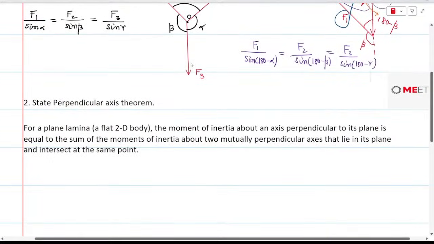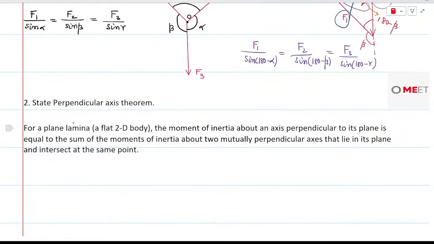Next we have the perpendicular axis theorem. The perpendicular axis theorem is for the plane lamina, a flat 2D body. The moment of inertia about the axis perpendicular to the plane is the sum of the moment of inertia about two mutually perpendicular axes that are lying in the plane and intersect at the same point. So IZZ is the summation of IXX plus IYY.